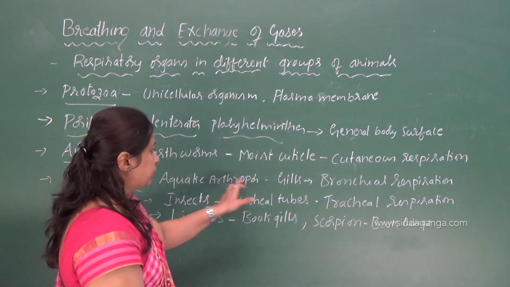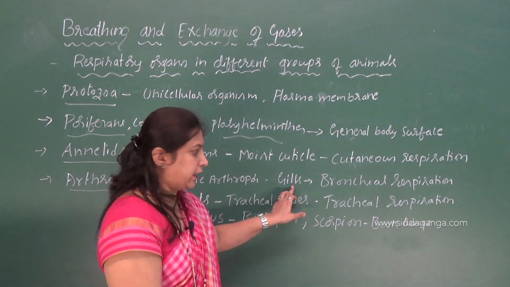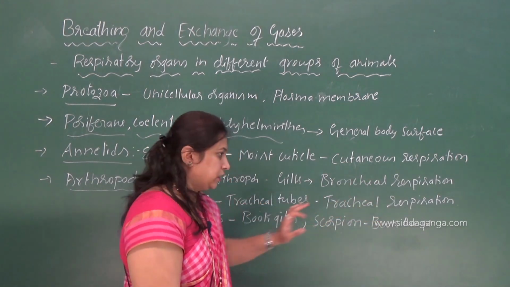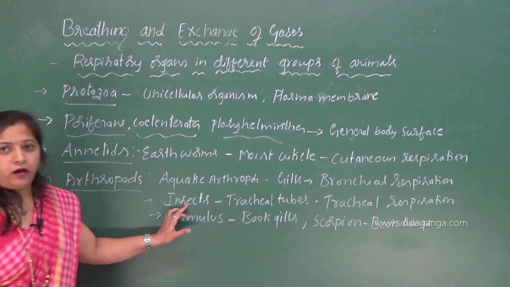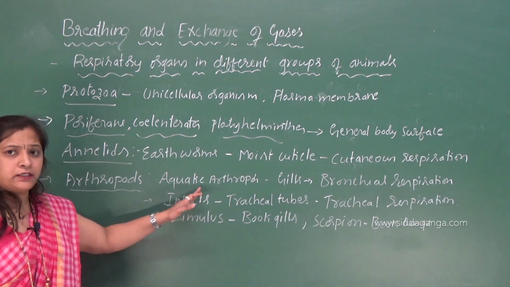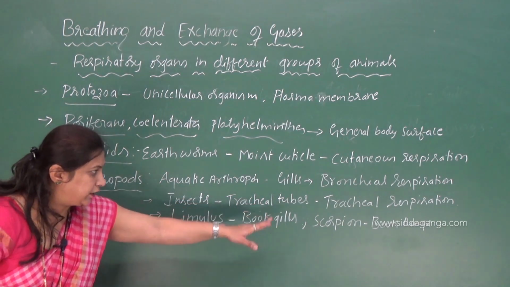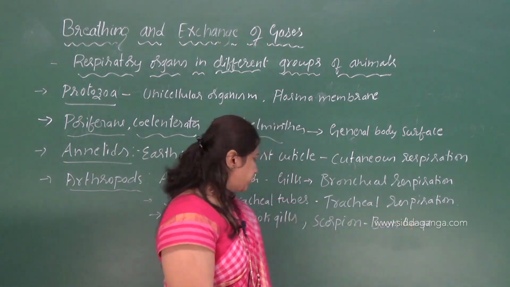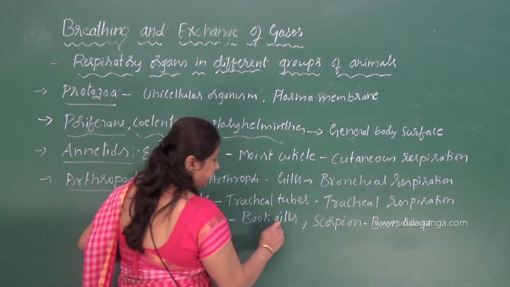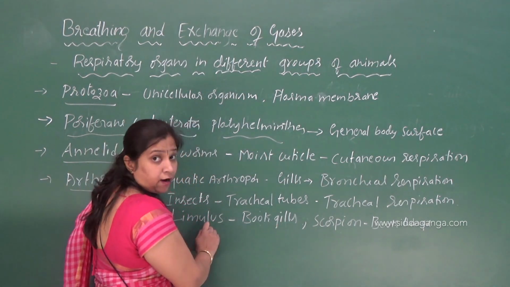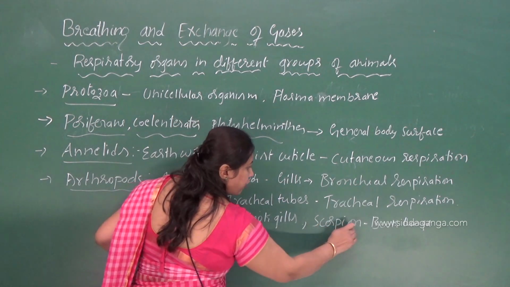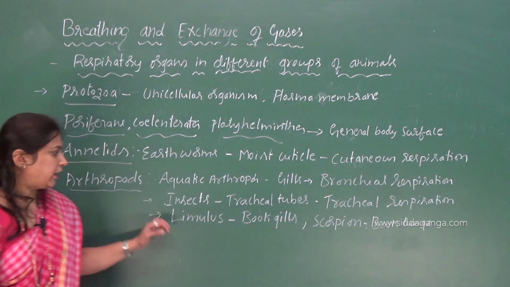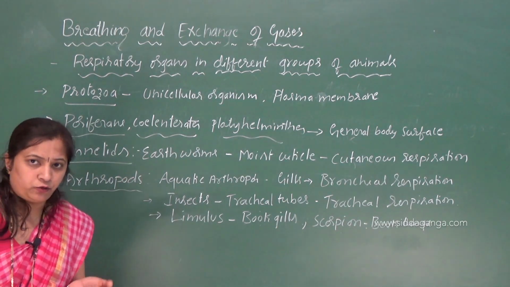So aquatic arthropods have gills for respiration, and respiration with the help of gills is called branchial respiration. In insects, the respiratory structures are the tracheal tubes, and the type of respiration is called tracheal respiration. And Limulus, the king crab, has book gills, and in scorpion, the book lungs. Book lungs are the modified book gills. Okay, so these are the respiratory structures of arthropods.